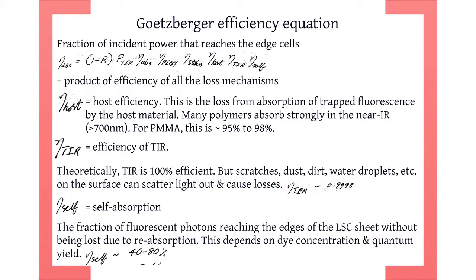And then this self-absorption is basically the fraction of fluorescent photons reaching the edges of the sheet without being lost to reabsorption, which is what I was saying before. Some of those photons can get reabsorbed, so we account for that. This depends on a lot of things, but generally it can vary from 40 to 80%. It also depends on how big the thing is.